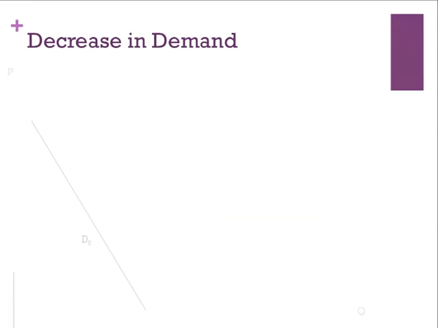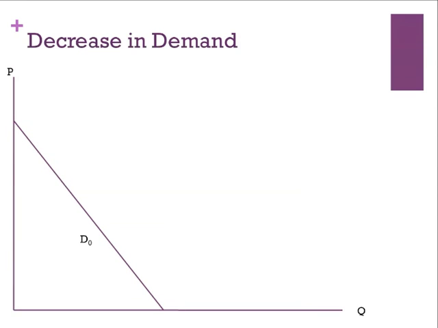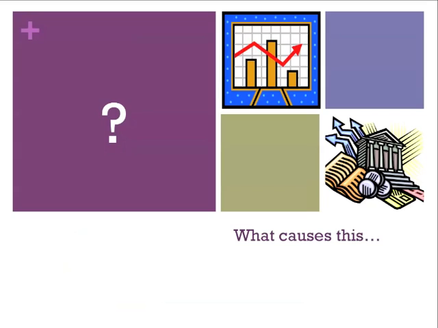Now let's talk about a decrease in demand. So here's our curve, and let's take a look. And you probably already guessed it. This is what happens when there is a decrease in demand. I put D2 just to be clear. So as you see, the demand curve will shift to the left, causing a decrease in demand. And now let's see what causes this.